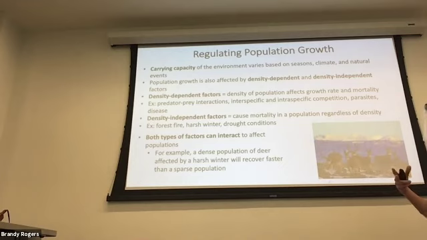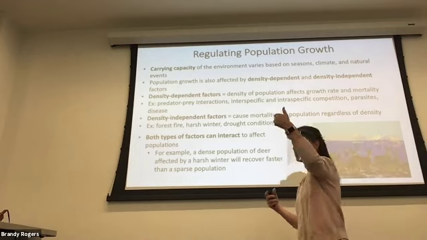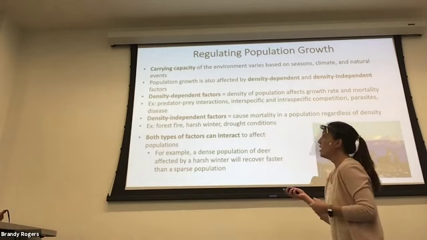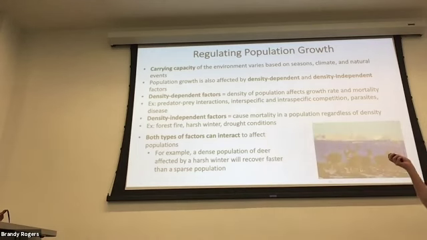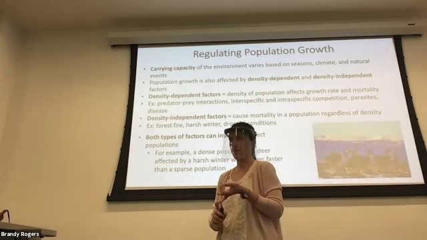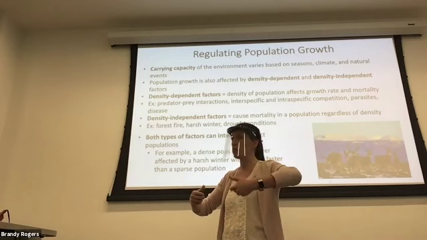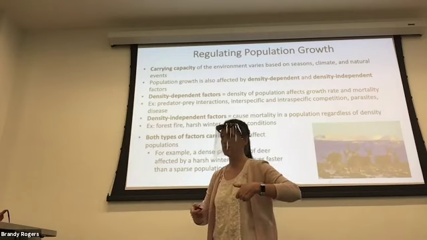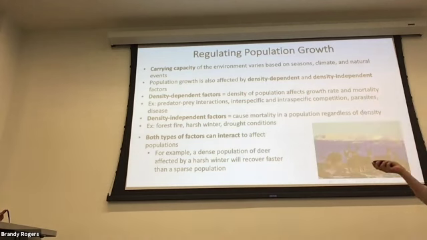Dense population does what to competition, do you think? It's going to drive it up. Yep, it's going to increase. So that would be intra-specific competition for food, right? You can compete for mates, you can compete for habitat, right? But the more density, the more competition goes up. All right. So that would be density dependent.